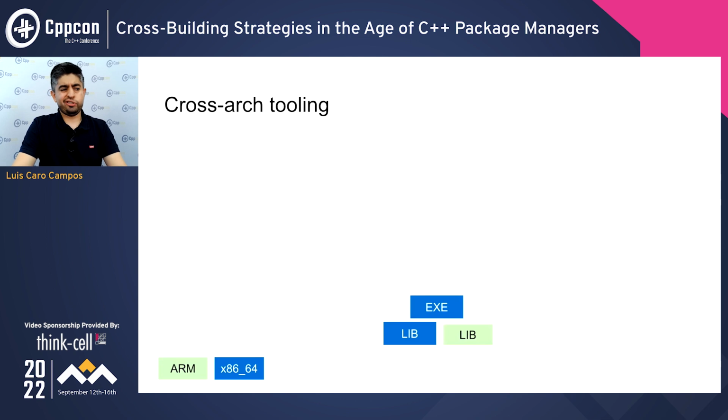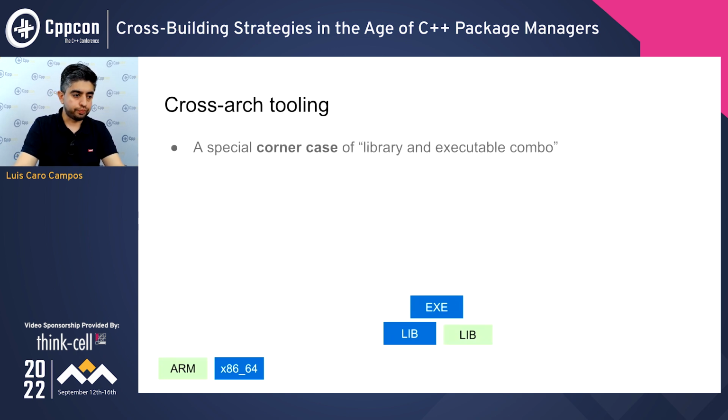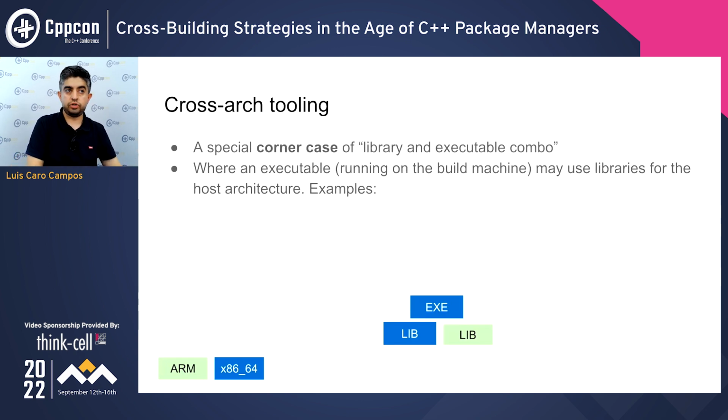I'm calling this cross-architecture tooling. I'm not sure that's the right term, but hopefully I can illustrate what I mean by this, right? So there are some tools where we have an executable that is tightly coupled with a library, right? It needs to access a library, and the executable is running on the build machine. So if we're cross-building from Linux x86 to Linux on ARM, the executable running on the build machine has to interact in some way with the files of the target architecture, right?